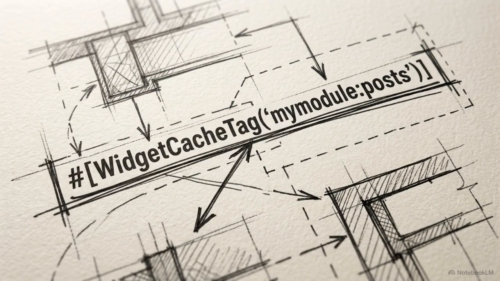To manage caching, introduce the @widget_cache_tag attribute. This permanently ties the widget's cache data to specific domain events. This diagram shows the exact cache key formula.